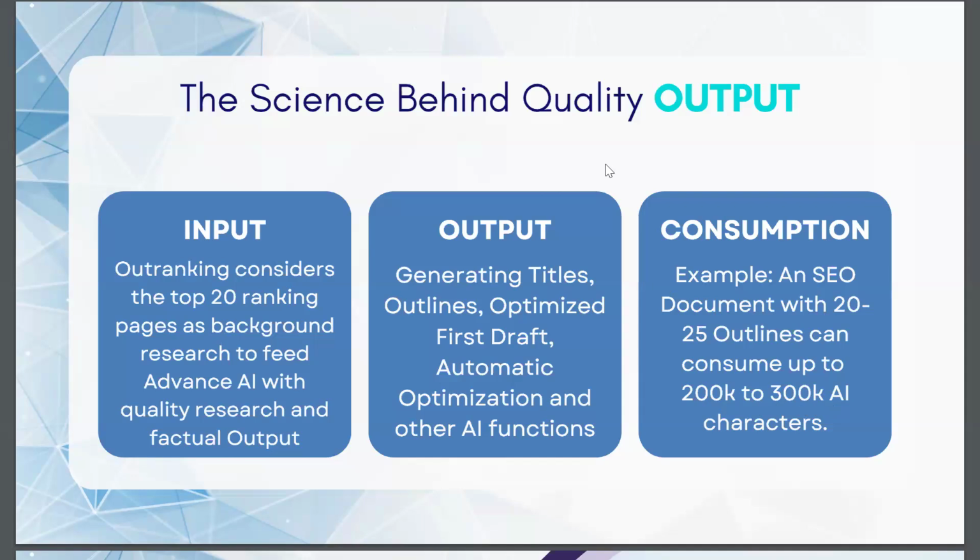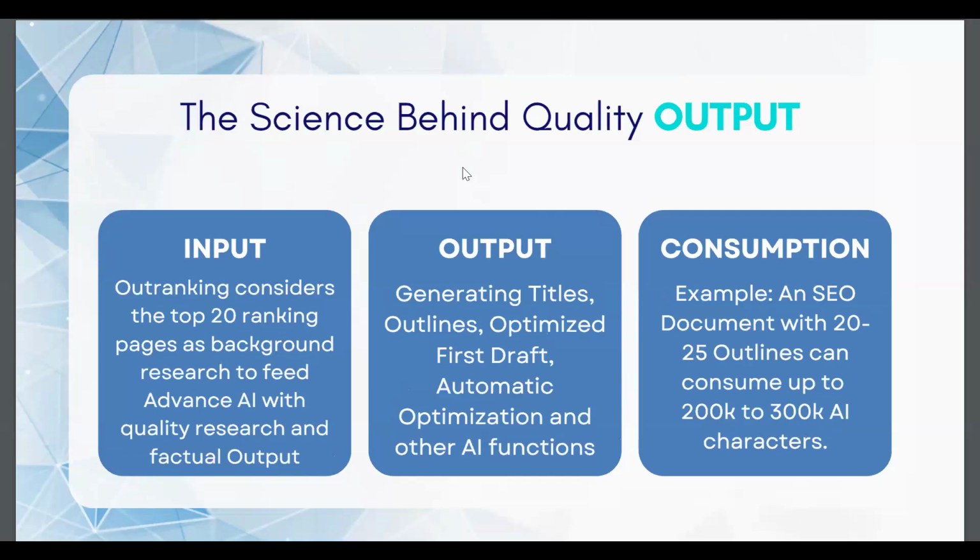But let's say if you're optimizing existing web pages, you don't need a lot of AI characters. You can simply add your URL and then create a new document, and it will not consume your AI characters. So still, if you are using it to optimize existing web pages, you will be able to do that.